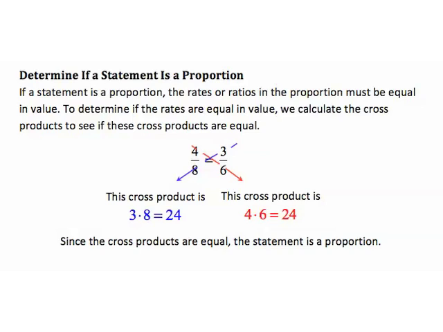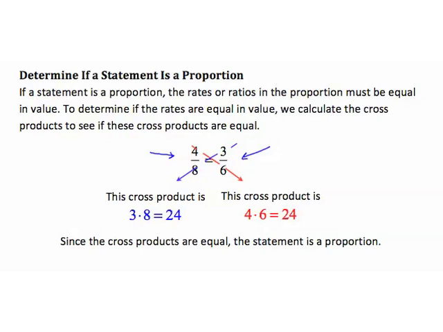Determine if a statement is a proportion. If a statement is a proportion, the rates or ratios in the proportion must be equal in value. To determine if the rates are equal in value, we calculate the cross products to see if these cross products are equal. So taking a look down here, I have the rate 4/8 and 3/6. And we wanted to determine if these ratios are equal in value. Well, all we need to do is check the cross products.